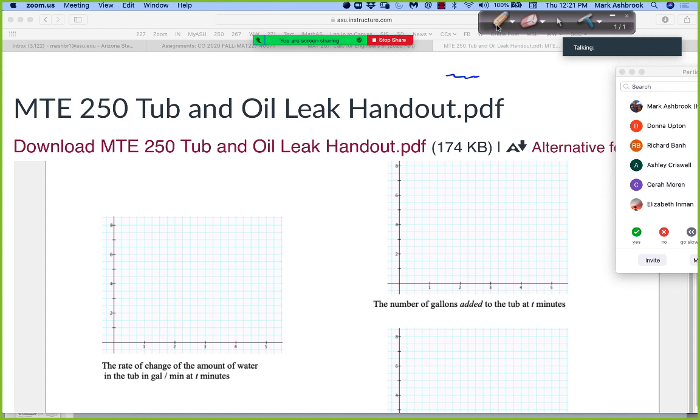I was in room 1. All right, so you were with who? Donna. All right, you and Donna, you're room 1. So how did the rate of change graph go? So the rate of change: amount of water in the tub after t minutes.